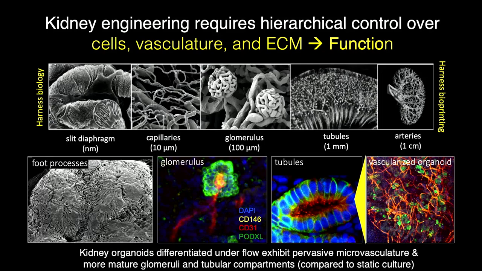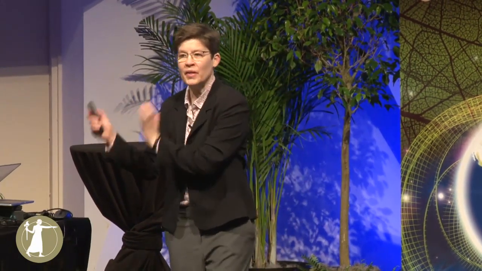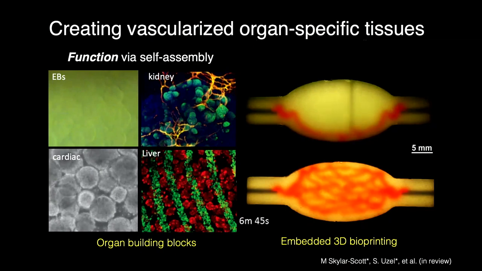This is really just a starting point for the work, but it's an exciting starting point because now we have organoid building blocks that have a pervasive microvasculature. This helps mature the cells that are in there, both in the glomerular compartments and the tubular compartments. And then if we take these building blocks and combine them with the embedded printing process that I described earlier, we now have the ability to create thick tissues that have these as their starting components: cellularly dense, architecturally rich, functional, with embedded vasculature. This is work that we haven't even published yet, but I think it is very promising.